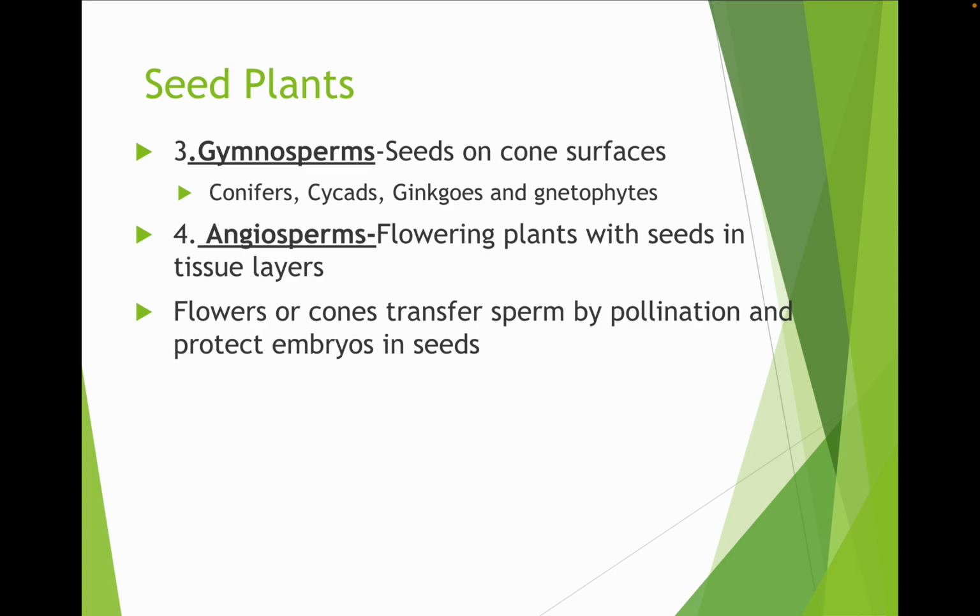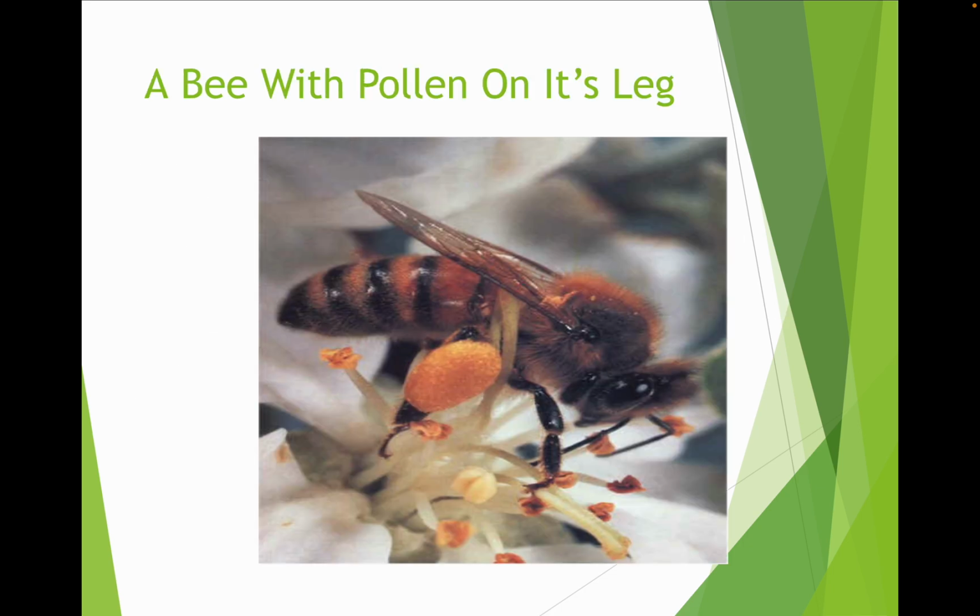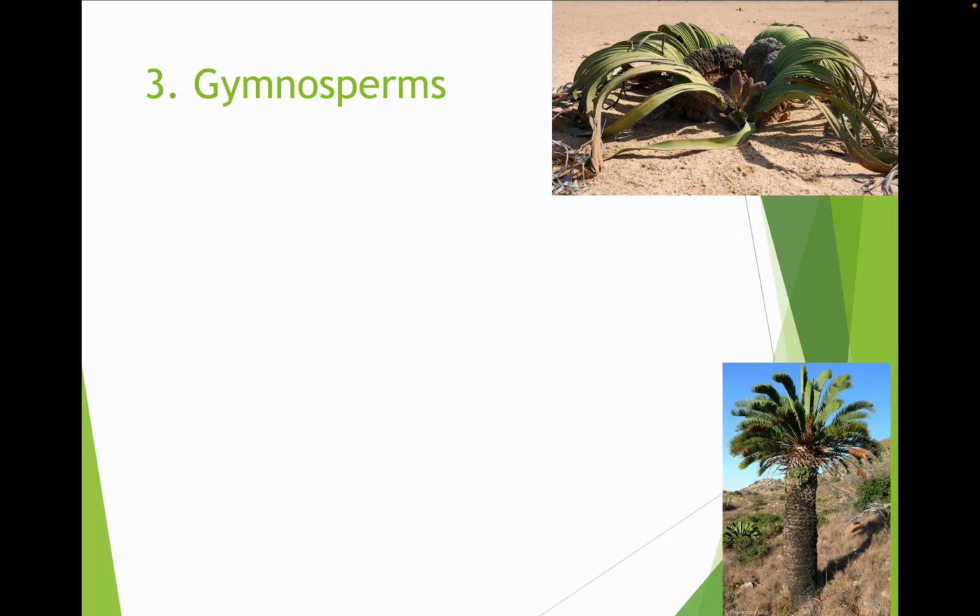Flowers or cones transfer the sperm by pollination and protect embryos and seeds. The life cycle alternates between gametophytes and sporophytes. Okay, so those are our 4. We're getting into gymnosperms a little bit more here. These are our cone bearers, our naked seeds. So again, this is still gymnosperms.